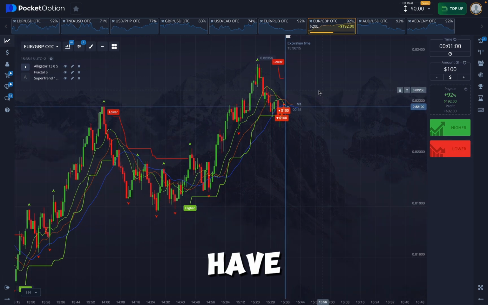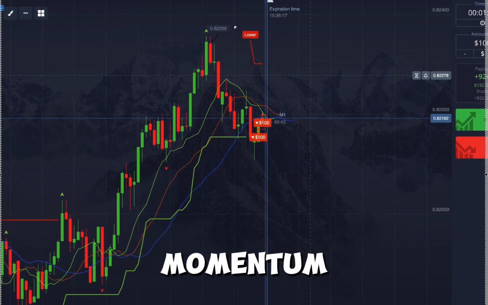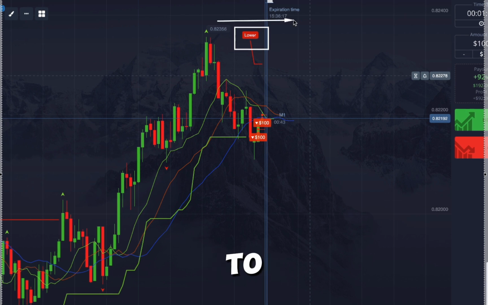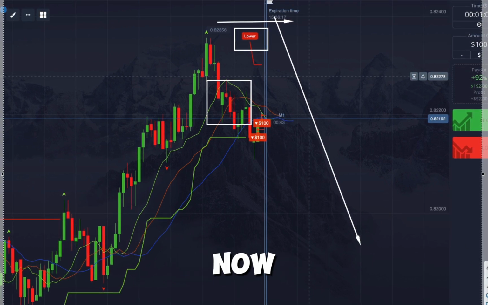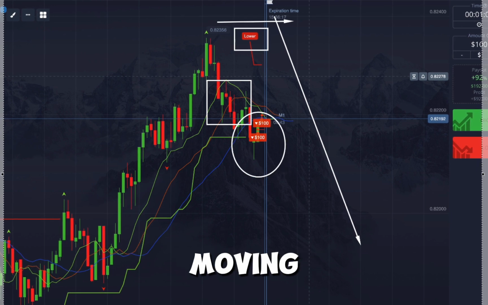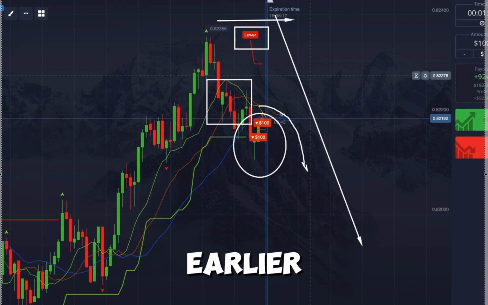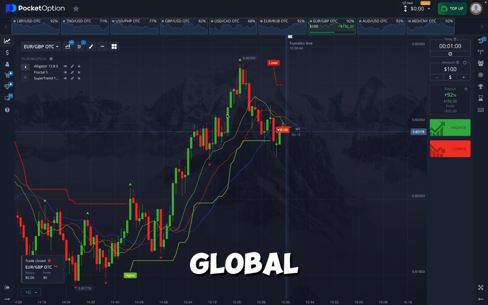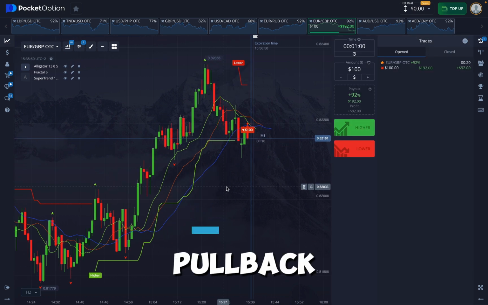In general, we have a position on the Supertrend began to show the emergence of downward momentum. This is the first point that we have to take into account. The movement has crossed the moving lines. Now, the movement is below all the moving lines, so this is the second signal to open downside trades. Earlier, we also had an update of the structural global high, so I decided to open a downside trade. I think the pullback should continue.